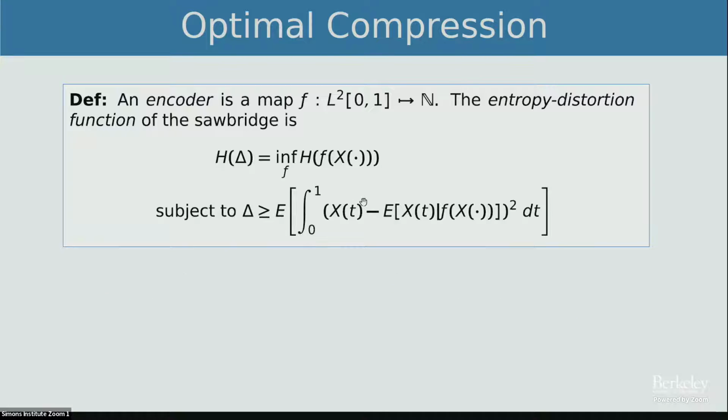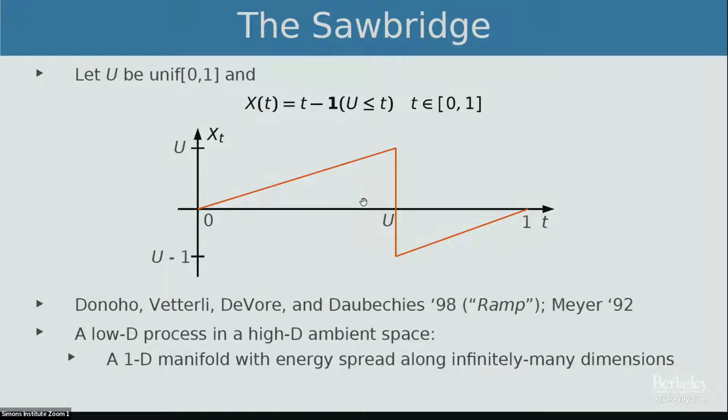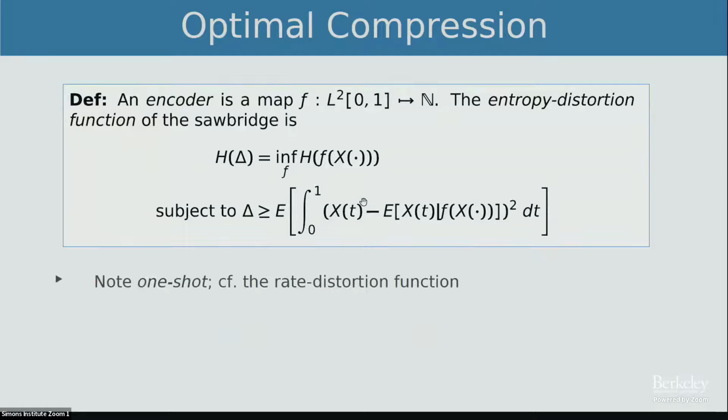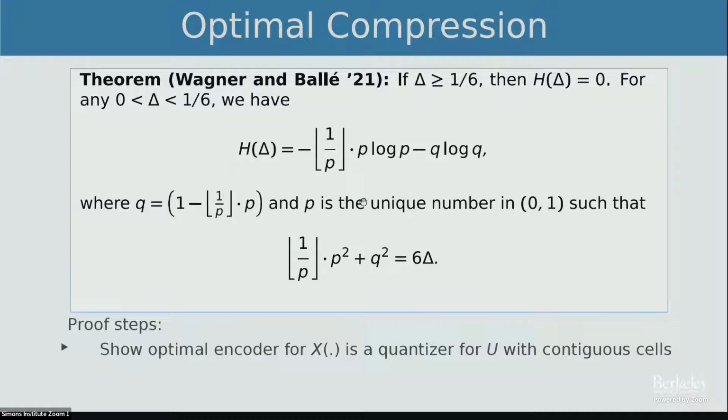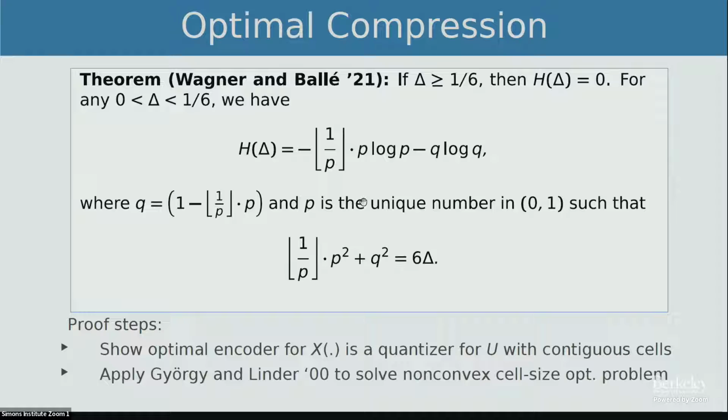The process is completely described by the location of the drop, right? So intuitively, the encoder should just identify where U is, quantize that, and tell the decoder the location of U within some quantization error. Then the decoder just creates an MMSE estimate of the whole function given that information. The proof amounts to showing that given any encoder, I can dominate it by one that quantizes U using contiguous cells. You then have to optimize the cell sizes. This is a non-convex optimization problem. It turns out to be kind of non-trivial, but it's equivalent to a quantization problem solved in a different context in this paper. And that's what gives you this characterization.